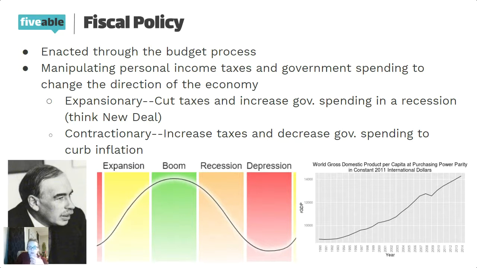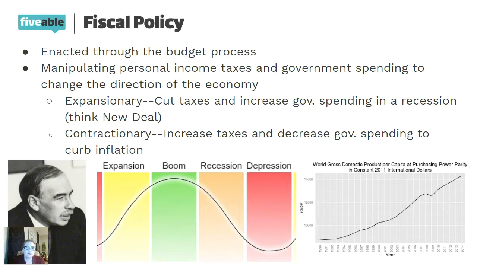If you take AP Macro, you learn all about the multiplier. One of the questions that came up was, is this Keynesian? That is a picture there at the bottom of John Maynard Keynes. So he really thought that the government should get involved.